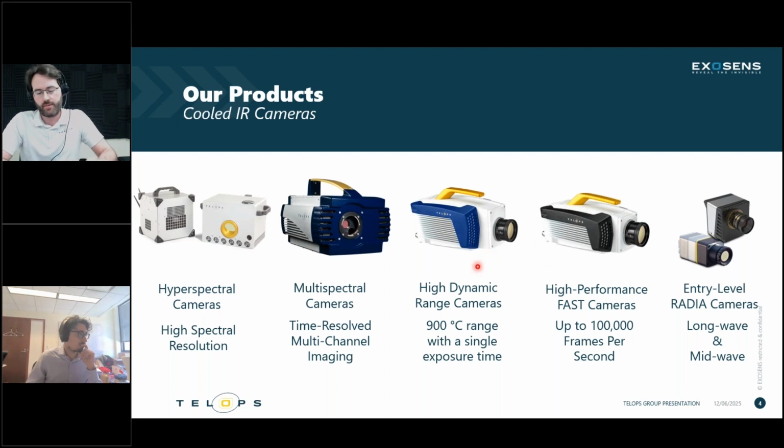We have high dynamic range cameras, a brand new technology that's quite amazing, changing really the paradigm of IR imaging with that new HDR camera that came out recently. Fastest IR cameras in the world are IR cameras going up to 100,000 frames per second. Then we have the entry-level cameras, so the Radia cameras, midwave or long-wave cameras, much cheaper, but still those new cameras offer the same scientific data quality that the Telops cameras have been offering over the years.